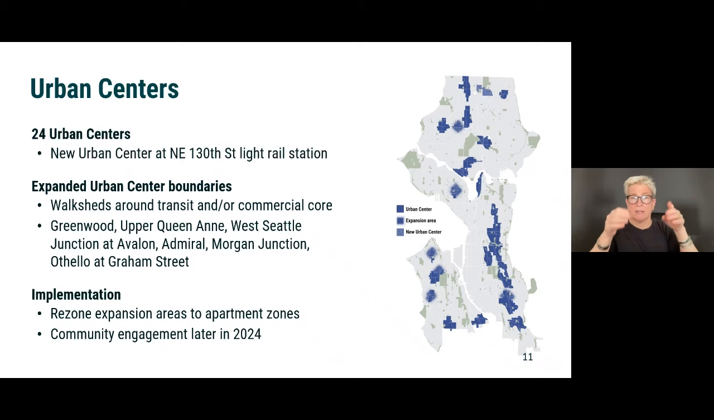At this point, we're putting out kind of a high level proposal. You can see the boundaries are all fuzzy. And what we'll do is, based on feedback, we will then go and actually create a specific zoning proposal and concrete boundaries for each of those urban centers. And so that would be coming out in the fall of this year. And so we'll have another round of community engagement when that more detailed proposal comes out. Next slide.